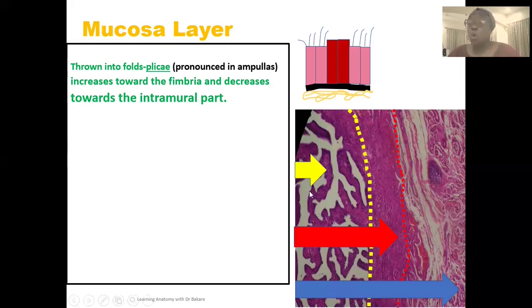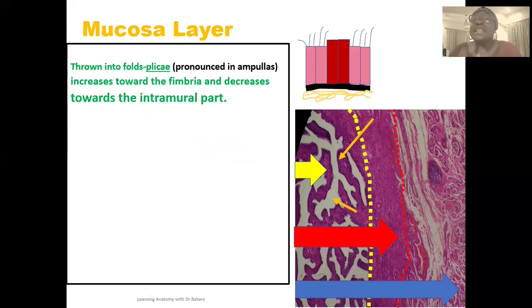If you delve deep into the mucosa layer, this is where we have the infoldings created by the mucosa layer. The mucosa layer is not seen in a straight patterned configuration. It is thrown into folds, and you see that these folds are projected into the lumen of the uterine tube. This is the lumen of the uterine tube here, also arrowed in yellow. This lumen is the space located within the inner compartment of the uterine tube. But a number of folds are driven into the lumen, and this is why you have this kind of configuration.